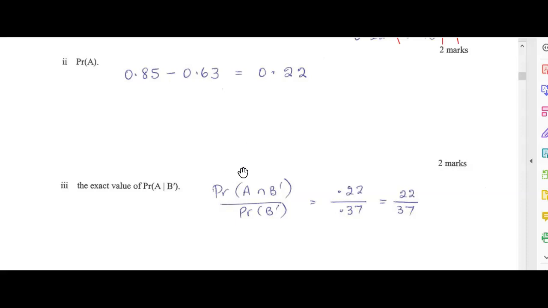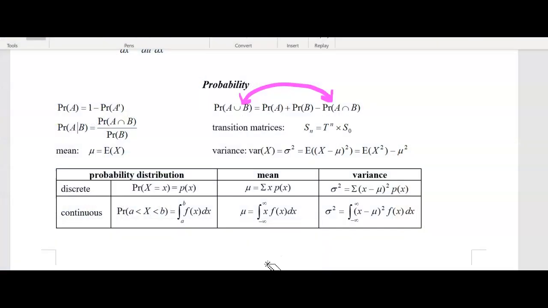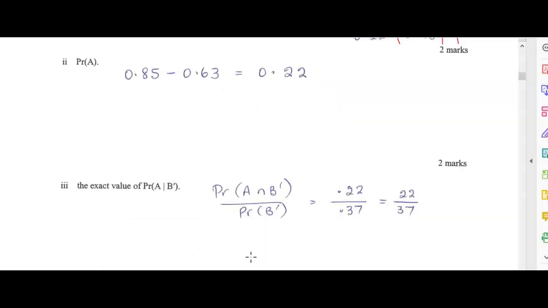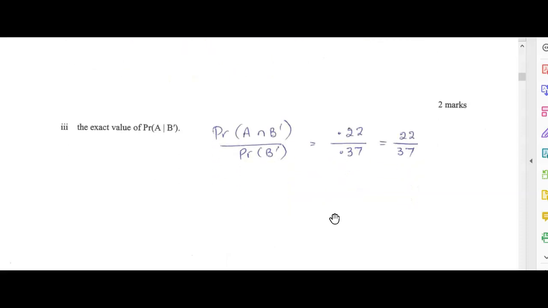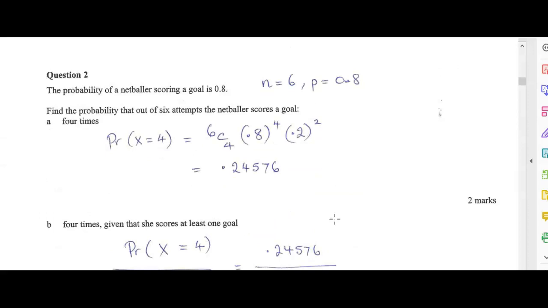Okay, so the exact value of the probability of A given not B. You do need to use the conditional probability formula. So if I go back to our formula sheet, here's our conditional probability formula. The probability of A given B, just make sure you have everything in the right order. Your condition always goes on the denominator. All right, so scrolling down.